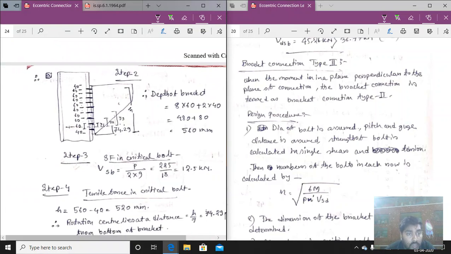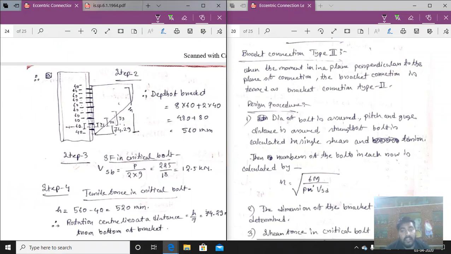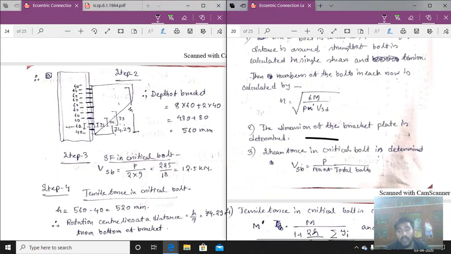So 1 2 3 4 5 6 7 8 9. So 9 bolts are provided here. Then the next step is to calculate the dimension of the bracket plate, the depth of the bracket plate.